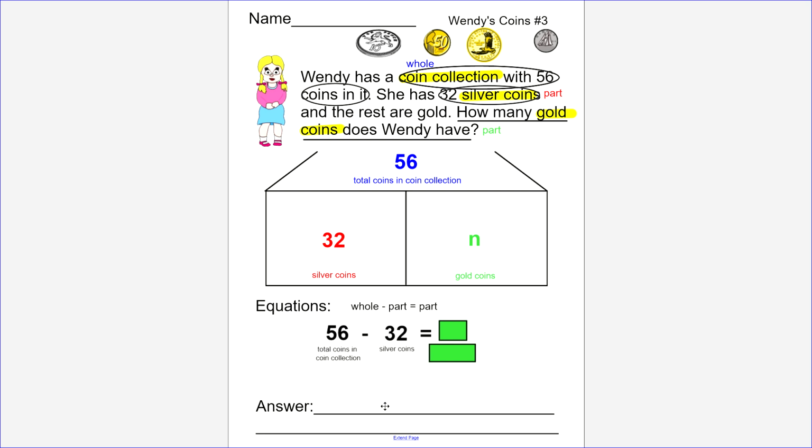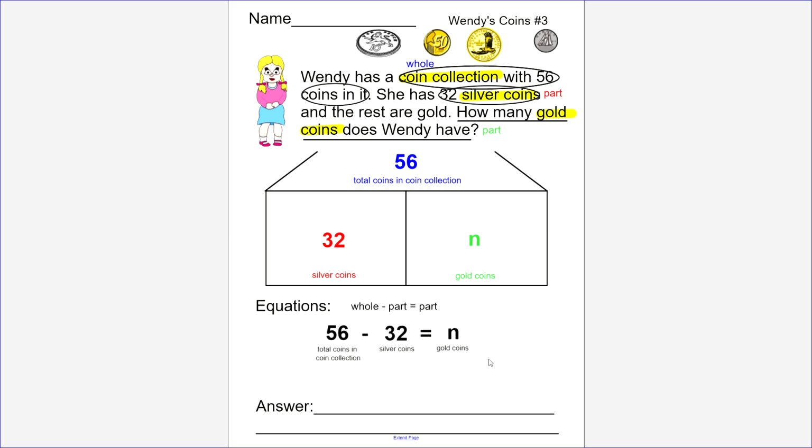To solve this problem, we'll do 56 total coins in the coin collection minus 32 silver coins. That's going to equal our unknown. Look at the bar diagram. What is our unknown? Yes, N gold coins. We'll subtract 56 total coins in the coin collection minus 32 silver coins to equal N, the number of gold coins.